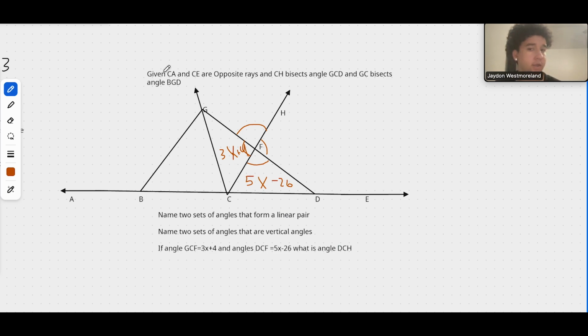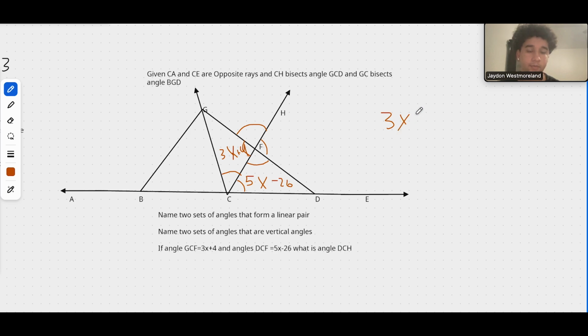Well, that's where we have to come back up here. It looks like CH here bisects GCD. In other words, what does bisects mean? Again, we went over this last video, but if you didn't watch it, bisects basically means cut in half, right? Bi, that prefix there, means 2, right? So in other words, this angle right here must be equal to this angle right here.